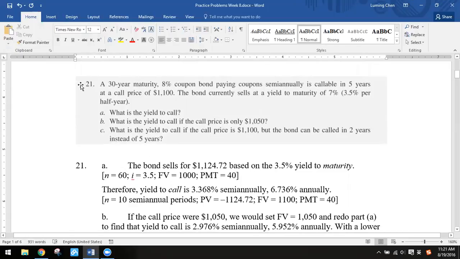Number 21, a 30-year maturity, 8% coupon bond paying coupons semi-annually is callable in 5 years at a call price of $1,100. The bond currently sells at a yield to maturity of 7%, which is 3.5% per half year because this is a semi-annual bond. So what is the yield to call? When we are solving the problems of callable bonds, we regard the call price as the future value, as the value you get paid back when the bond is called. So we just plug in those numbers.